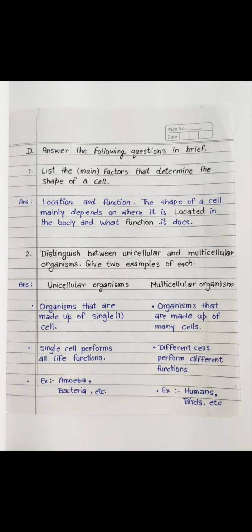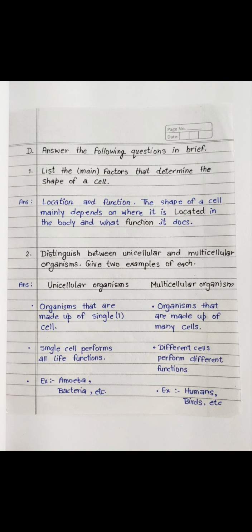Part D. Answer the following questions in brief. Number 1. List the main factors that determine the shape of a cell. Answer. Location and function. The shape of a cell mainly depends on where it is located in the body and what function it does.